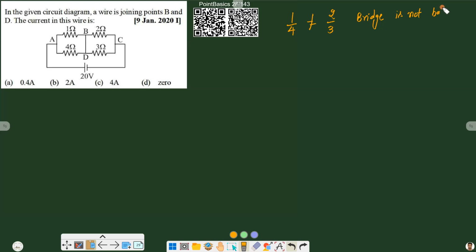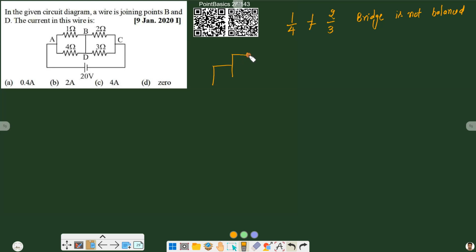So what does it mean? It means there will be some current flowing from B to D. Now to find the value of that current, we have to use basic current analysis, or we can say Kirchhoff's voltage law and Kirchhoff's current law. We have to use all of these, and then we will be able to solve this. So first let's redraw the diagram.